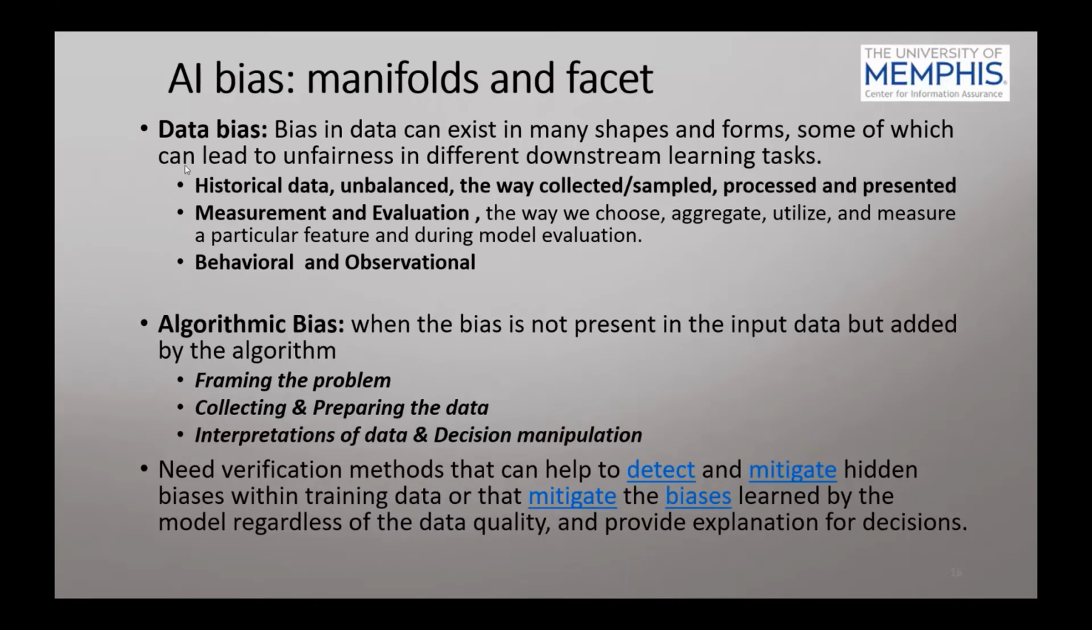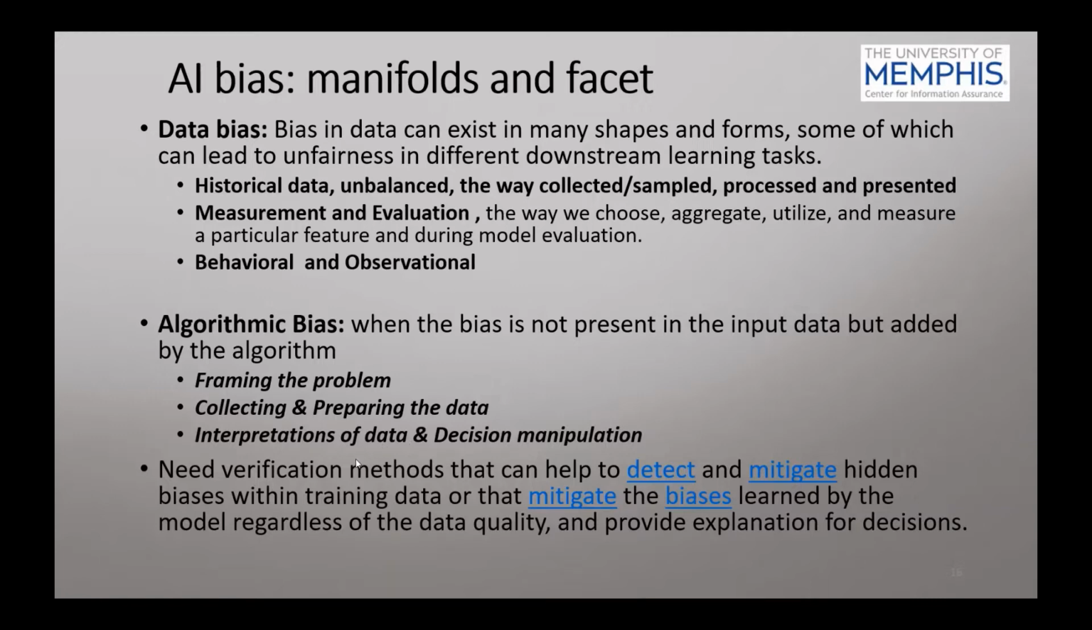So now that's for the data bias, but a less spoken term is the algorithmic bias. This is when the bias is not present in the input data, but added by the algorithm. For example, framing the problem. How you formulate the problem to solve, there can be a bias embedded. Collecting and preparing the data, the pre-processing and during the training, and interpretations of data and decision manipulation, where once the output is produced, how you interpret it and use it in decision making.